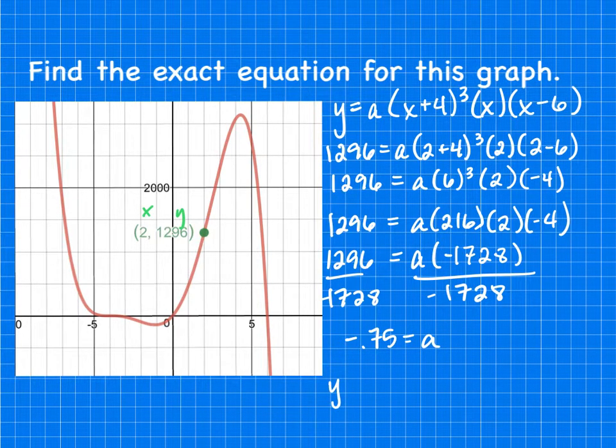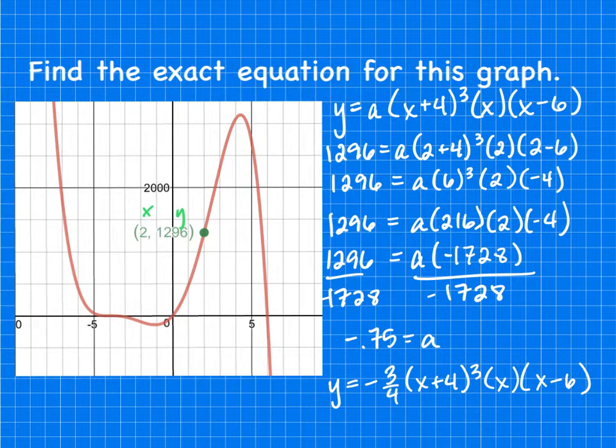So our equation here, and it came out negative, which is good because our ending direction is going down, and so we need a negative a value. So negative 3/4, just because I like fractions better, x plus 4 to the third times x minus 6. And that is finding exact equations. So you have a practice worksheet to go with this, AA3-3.